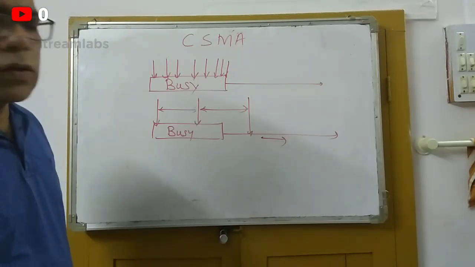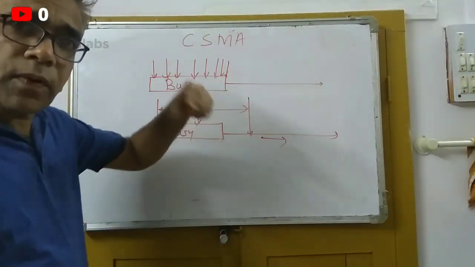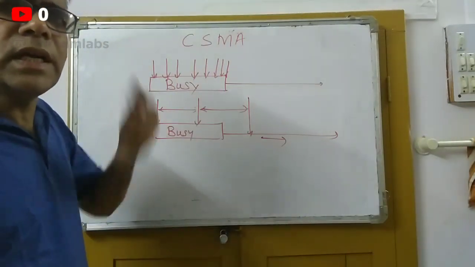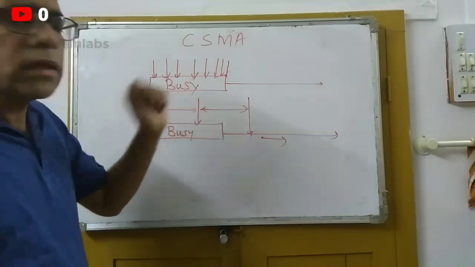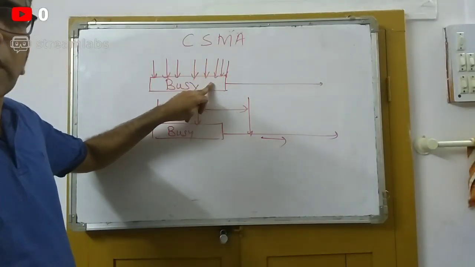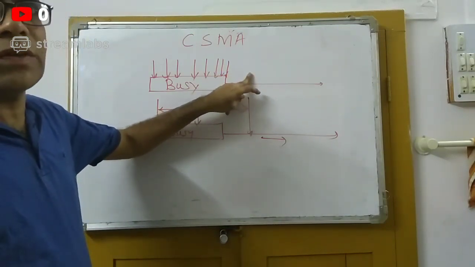Yes, so this is how it will work. Here it is made to wait for a random amount of time, whereas here the stations are continuously sensing the medium and they are transmitting. The major disadvantage of the one persistent technique is that there are more possibilities of collision.